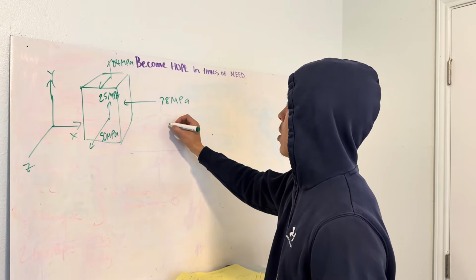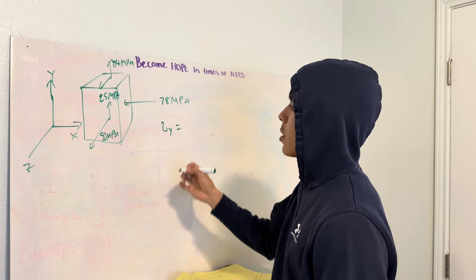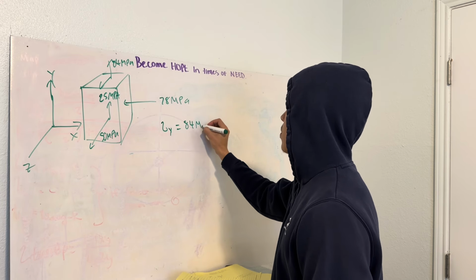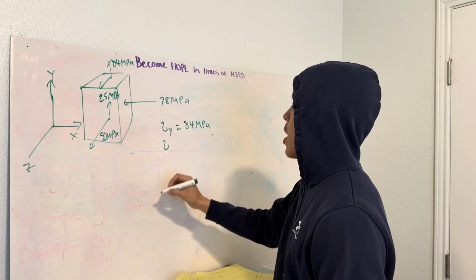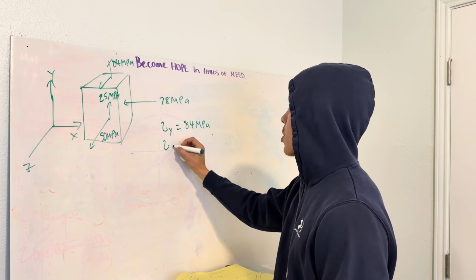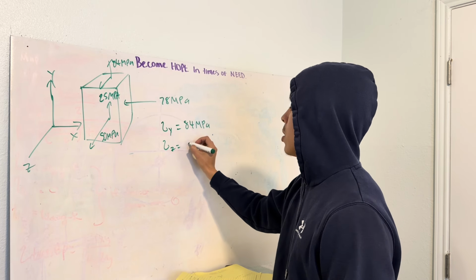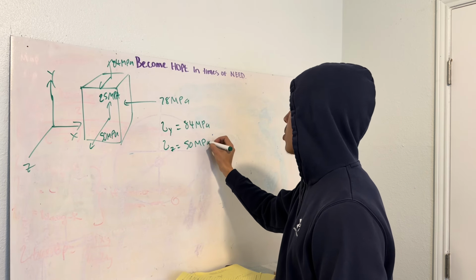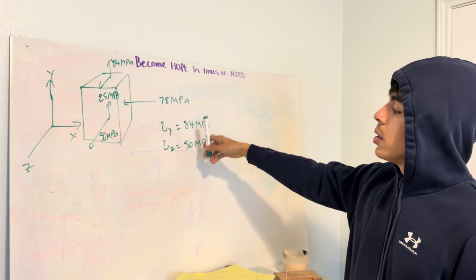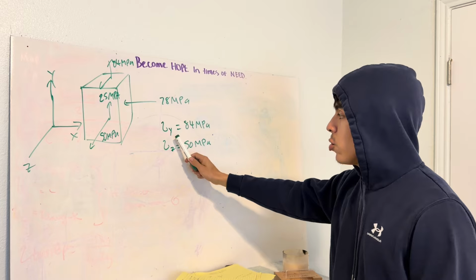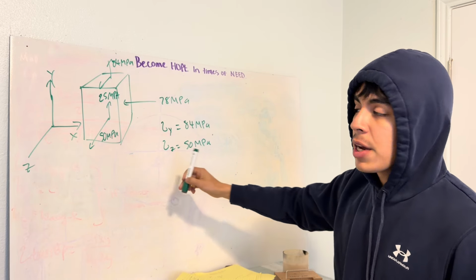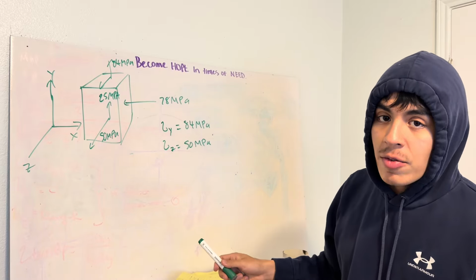We know that our stress in the Y direction is 84 megapascals, right? We know our stress in the Z direction is 50 megapascals. So we're going to mark that as 50 megapascals. So our whole objective is to identify what our stress components are. So now that we have two stress components along a plane, we can now calculate the average stress.